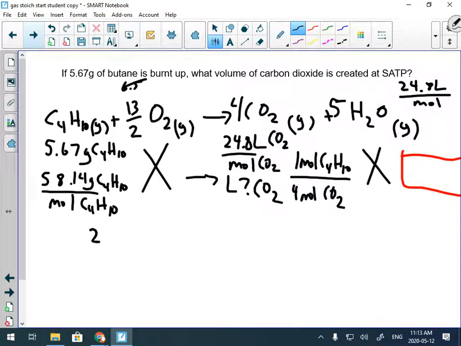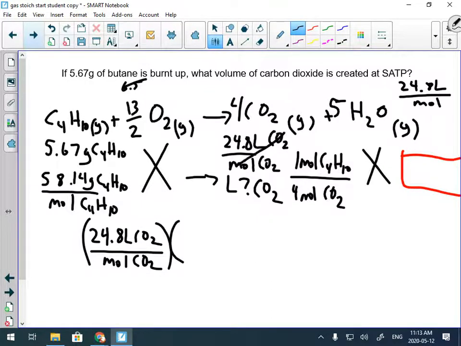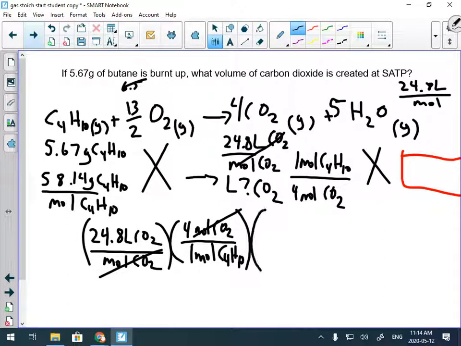Let's start with that. 24.8 liters carbon dioxide per mole carbon dioxide. Perfect. Okay, I got to get rid of moles carbon dioxide, so I'm going to use the mole ratio. Flip it, 4 mole carbon dioxide for every 1 mole C4H10. Okay, mole carbon dioxide cancel. Now I got to get rid of mole C4H10. I'm going to use the mole from molar mass right here, but I got to flip that to get it on top. 1 mole C4H10 over 58.14 grams C4H10.